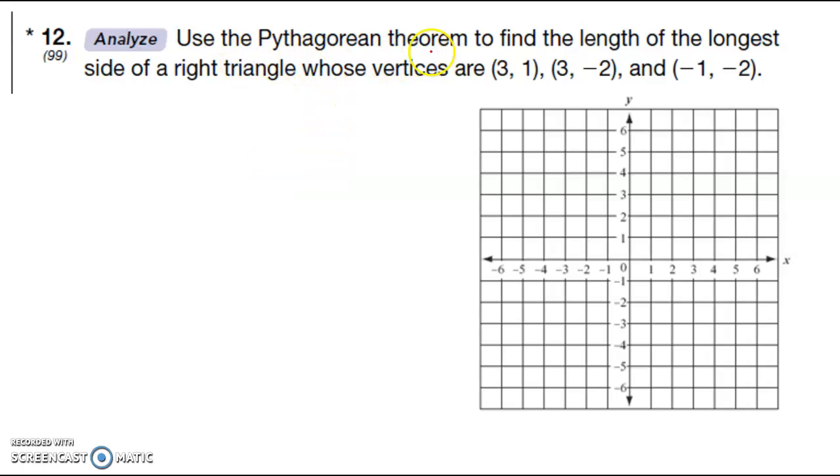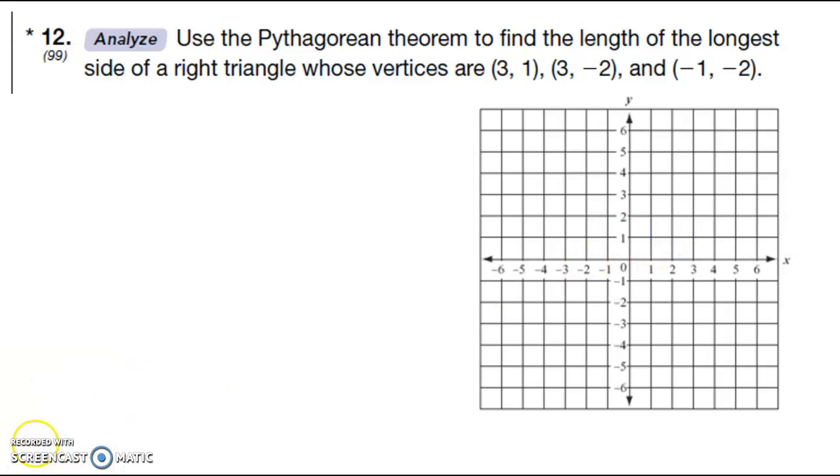Okay. Use the Pythagorean theorem to find the length of the longest side of the triangle whose vertices are 3, 1, 3, negative 2, negative 1, negative 2. Okay, so I think this is this. Oh, mercy. Did I do something? I did not do something right. Okay, hold on. Let me erase this. I did something wrong. It's not supposed to look like that. It's supposed to look like a right triangle.